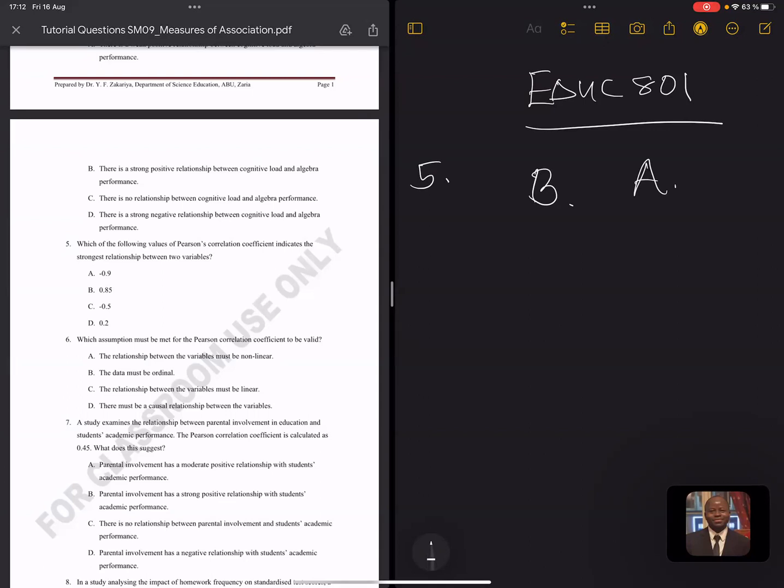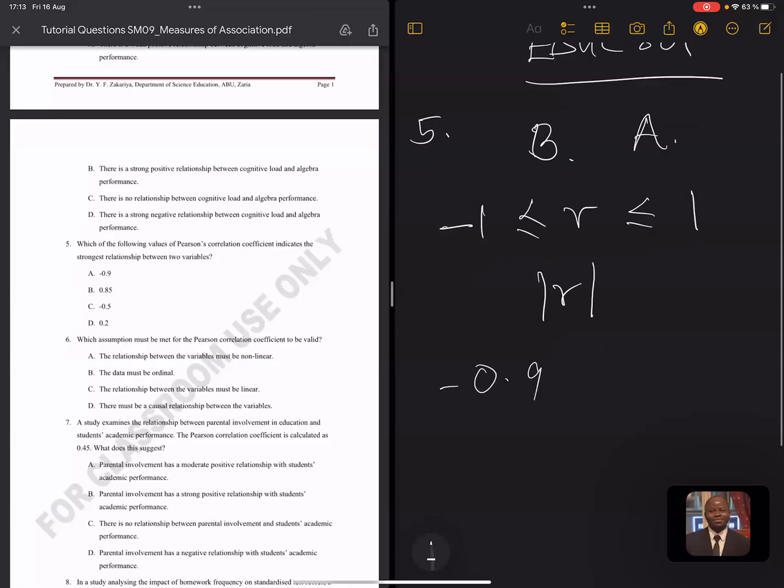Remember, the Pearson correlation coefficient has values from -1 less than or equal to r, which is less than or equal to 1. The closer the value to 1, the stronger the correlation coefficient. And when I say the value to 1, I actually mean the absolute value. The closer the absolute value of r to 1, the stronger the correlation coefficient. Somebody says A is -0.9, which is very close to -1, right? And somebody says B, which is 0.85. This one is also very close to 1, all right?